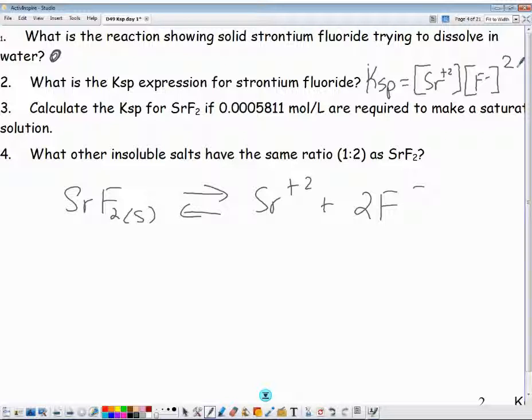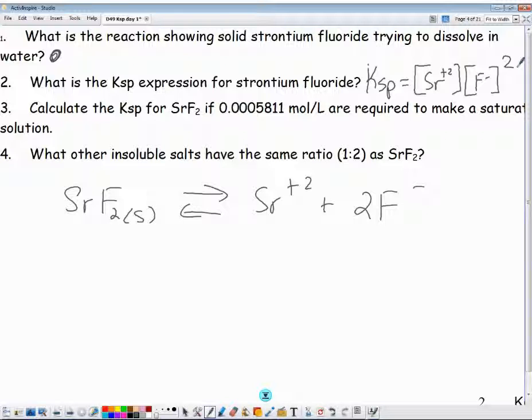Okay, does everybody see that? You have to square the F minus because it has a coefficient of 2. You have to square the F minus. Now, something you also have to do is make sure you put charges inside your brackets. Because we're not talking about elements now, we're talking about ions that are aqueous. So you've got to include your charges, yes?